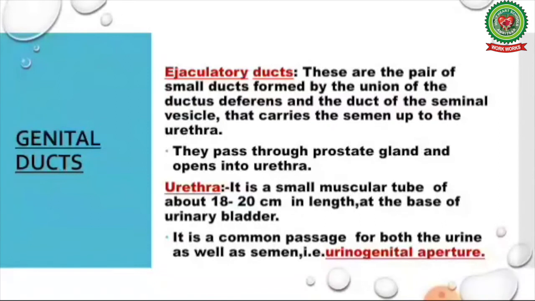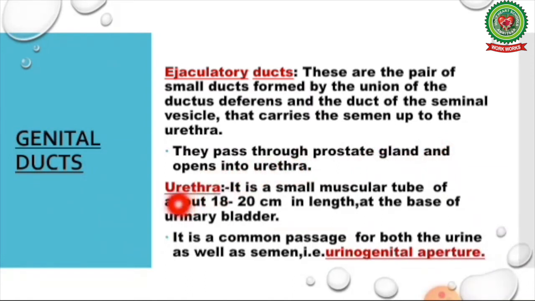Next genital duct is ejaculatory duct. These are a pair of small ducts formed by the union of ductus deferens and the duct of seminal vesicle that carries the sperm up to the urethra. They pass through prostate gland and open into urethra.